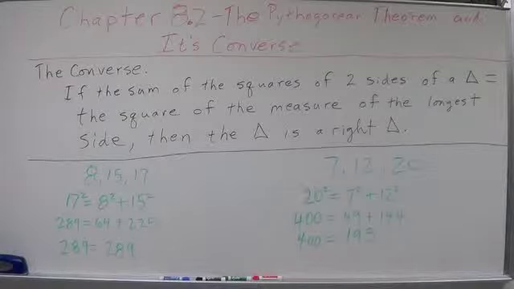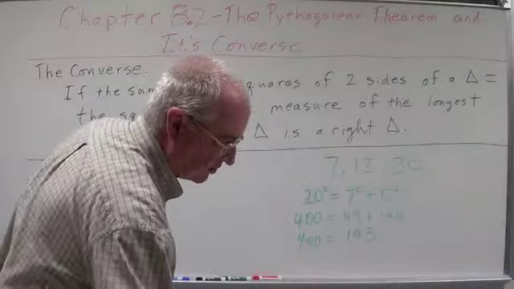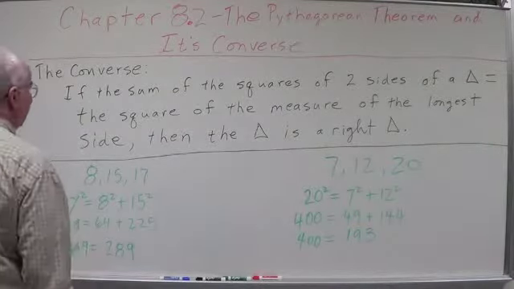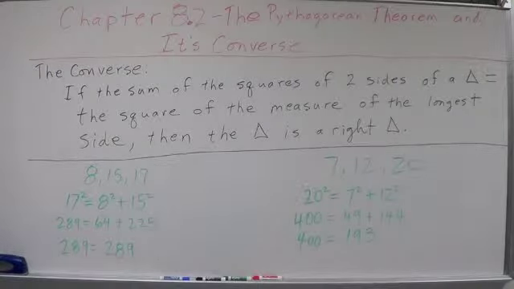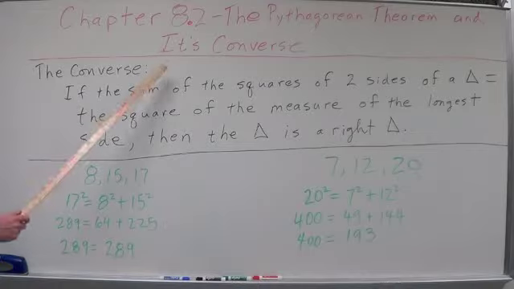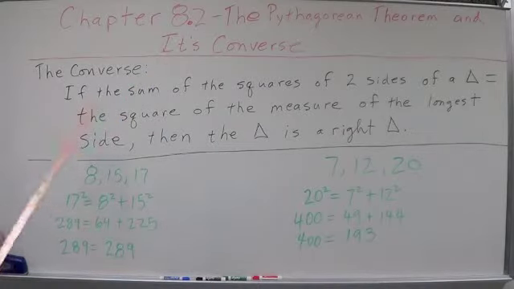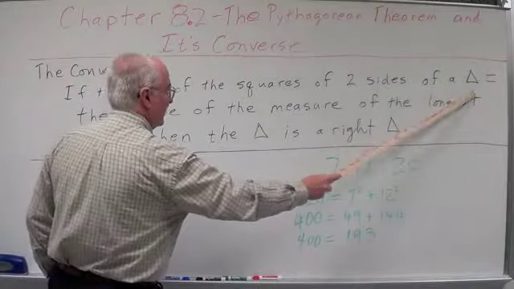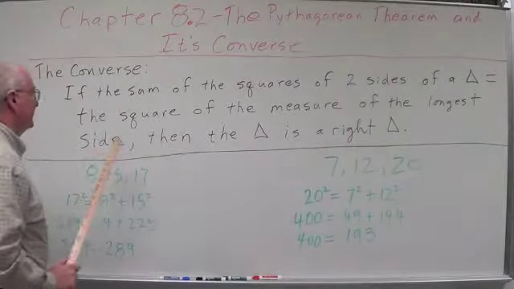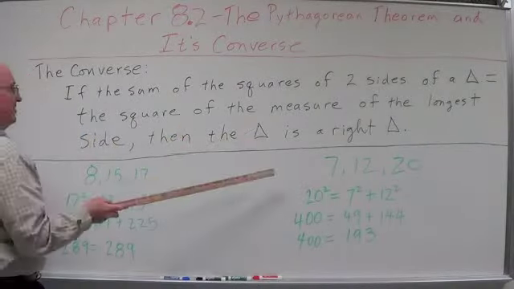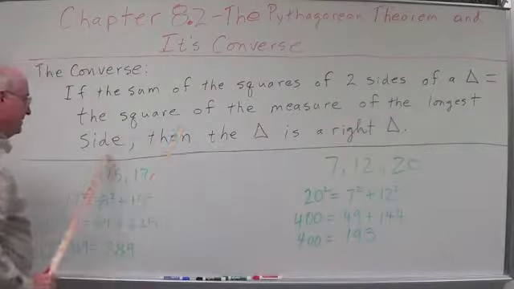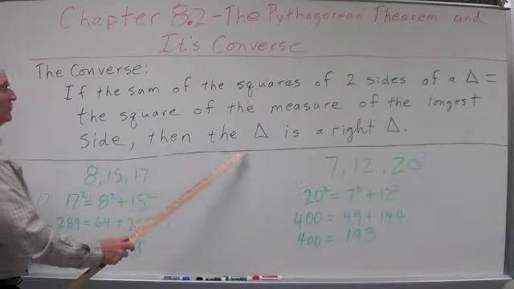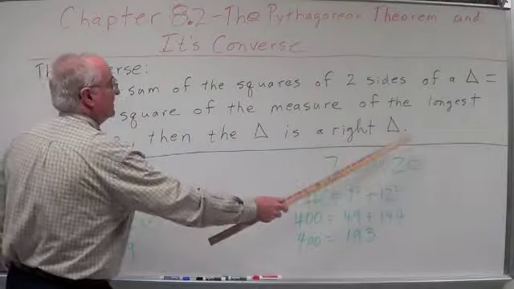Okay? So we're going to take that and turn it around, and this is what it looks like. We're going to take that conclusion of the Pythagorean theorem and make it the hypothesis, and take the hypothesis and make it the conclusion. So that would be the converse. And it states, if the sum of the squares of two sides of a triangle equals the square of the measure of the longest side, then the triangle is a right triangle.